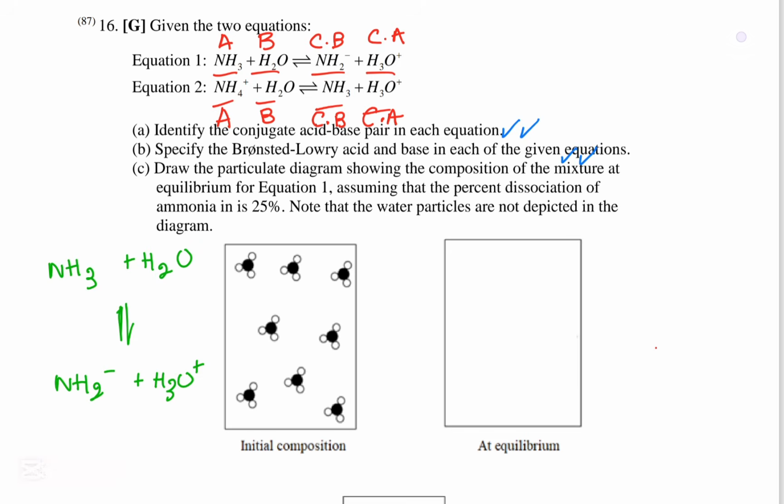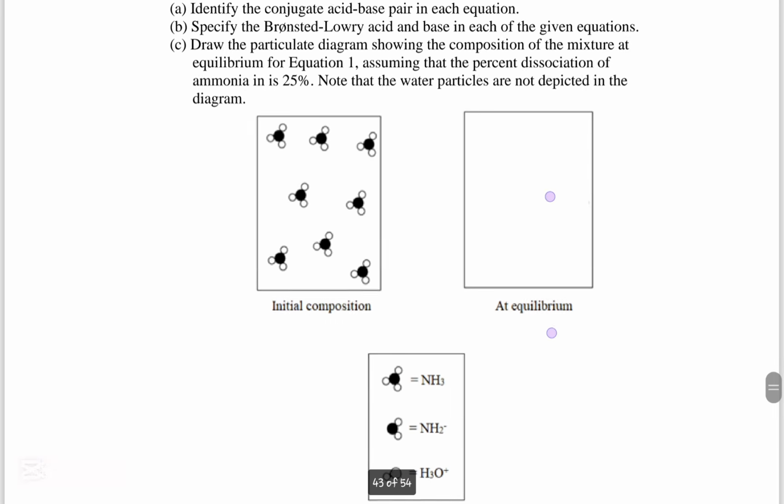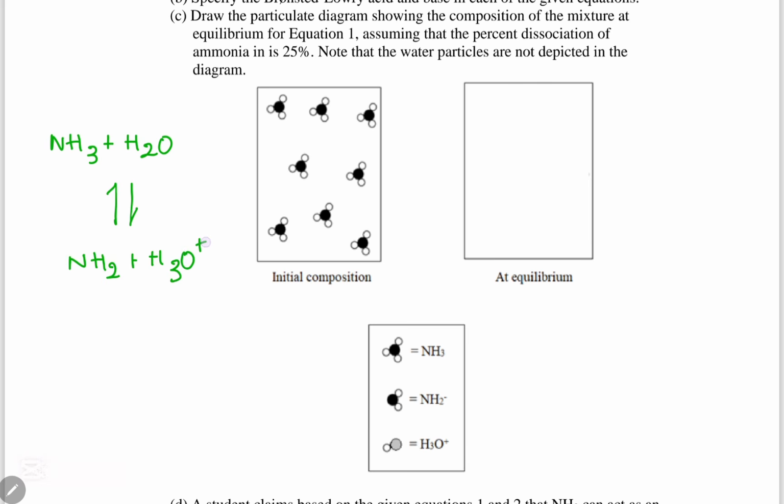Now, excuse me for a bit. I need to go down and see what they were discussing. And let me rewrite the equation. Equation 1. It was what? It was NH3 plus H2O in equilibrium will turn into NH2 minus in addition to H3O plus, okay? They said it's 25% dissociation, right?